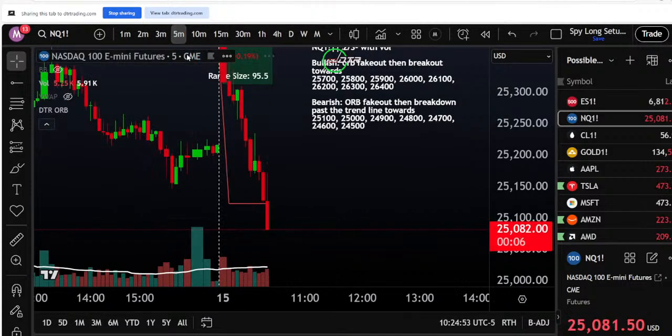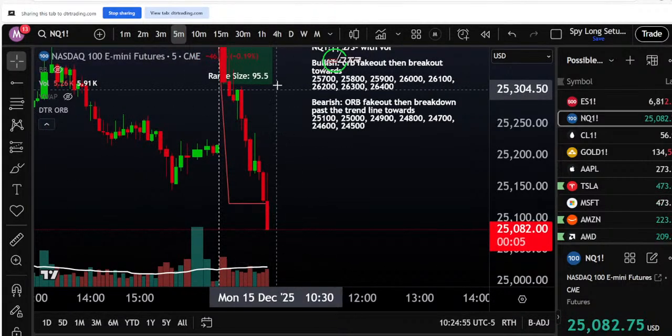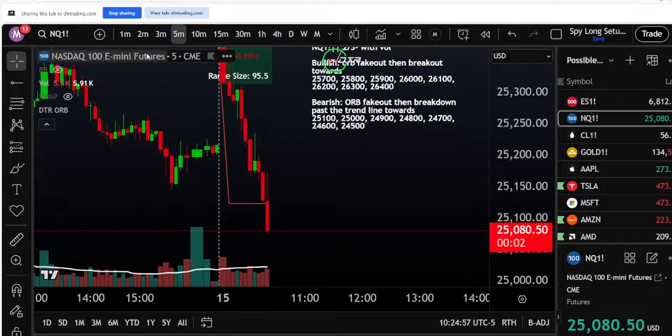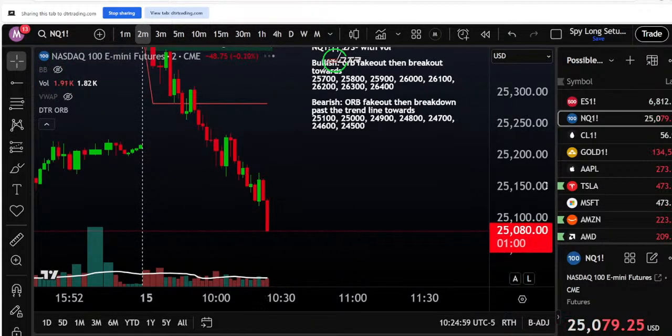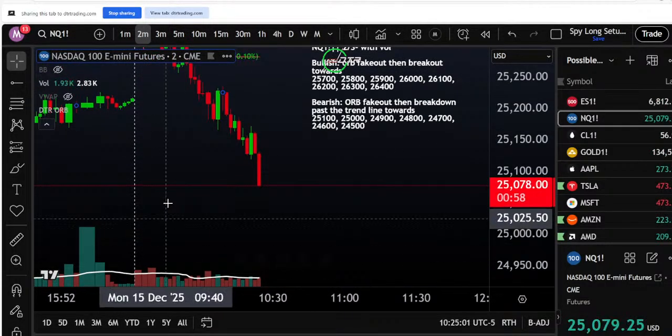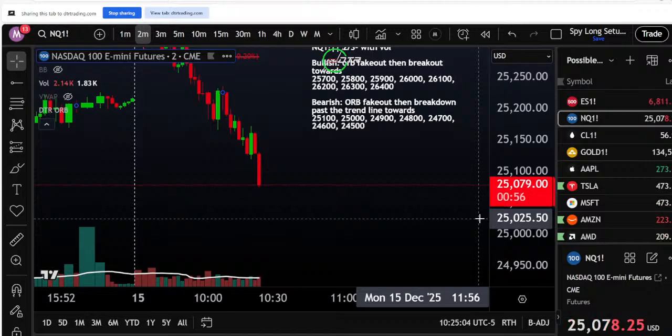Yeah, we're watching. The 5 minute is not going to get enough volume, right? It's not going to get the increasing outlier, so no setup. So we're looking at the 2 min, right? Or we're looking at the 3 min.